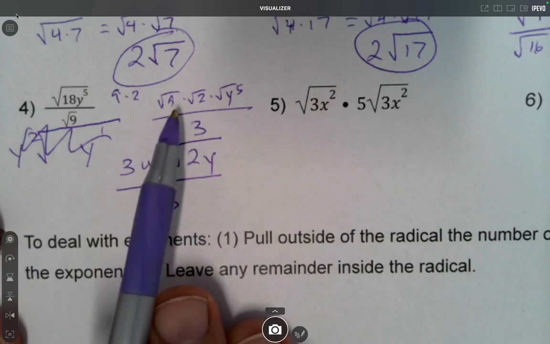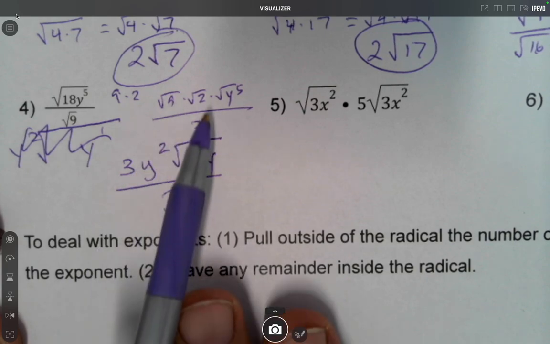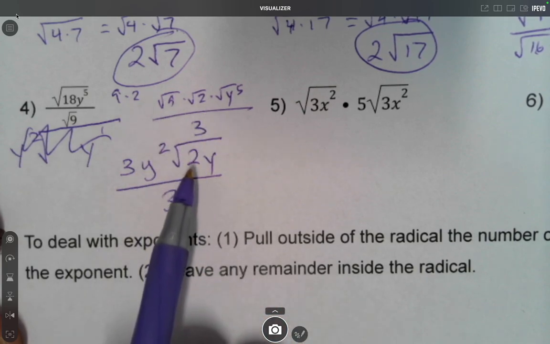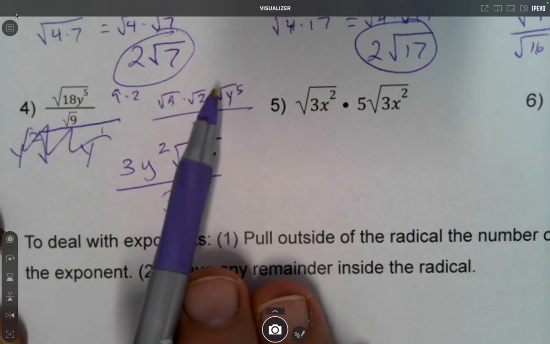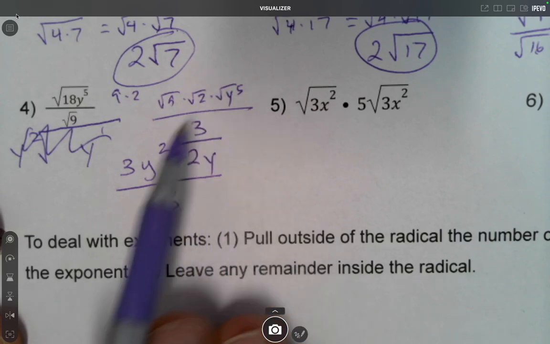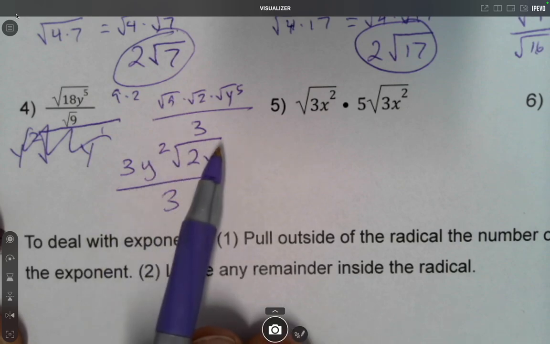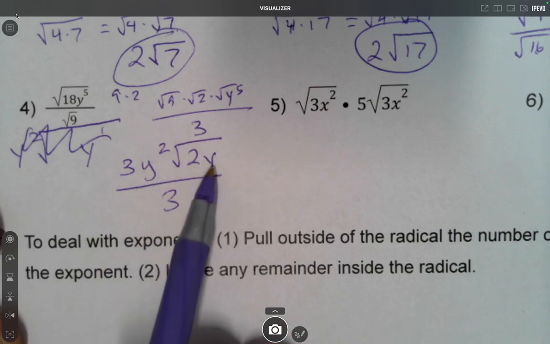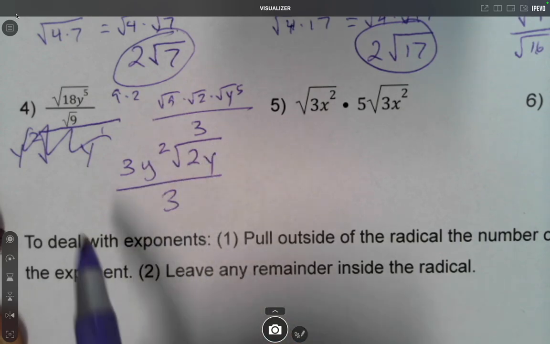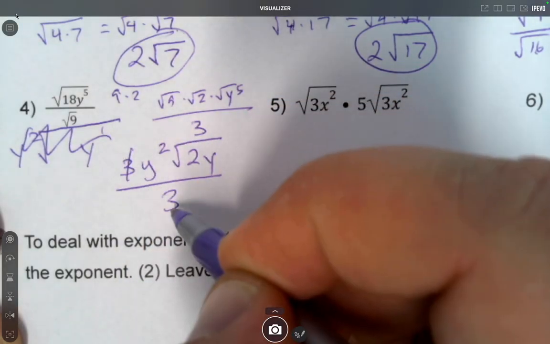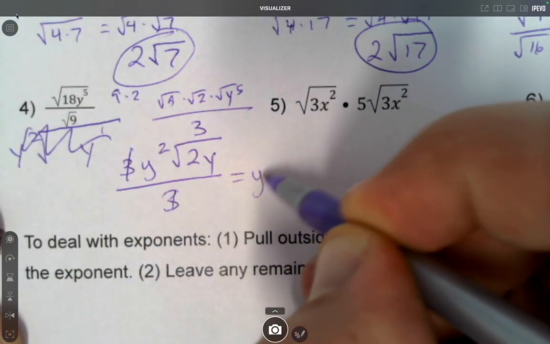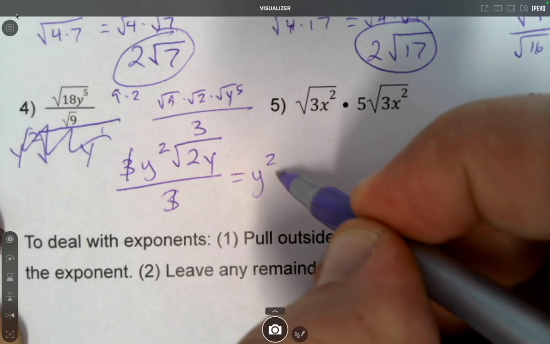So I did the square root of 9 is 3. Square root of 2 has to stay inside the radical. I say, how many times can 2 go into 5? That's 2 times, with a remainder of 1. So the remainder, that many stay inside. Then we notice there's a 3 on top and a 3 on the bottom. So this can be simplified into y squared square root of 2y.